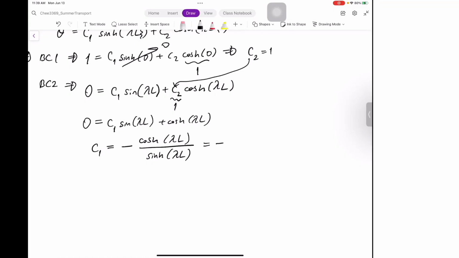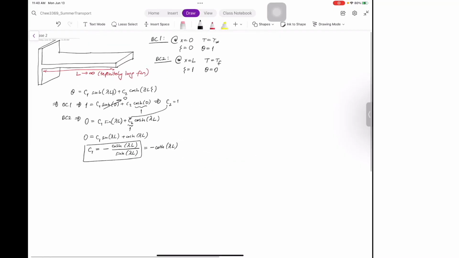And what do we call this? The cosine hyperbolic divided by sine hyperbolic. Does anybody know? Cotangent hyperbolic lambda L, right? Or 1 over tangent hyperbolic lambda L. Okay, good. And can we calculate the fin efficiency and the heat loss and all these quantities? Yes, we can.